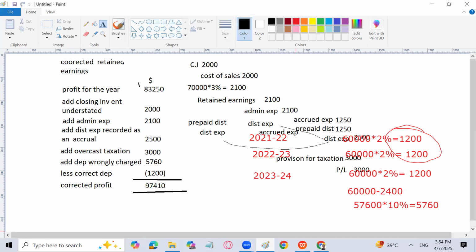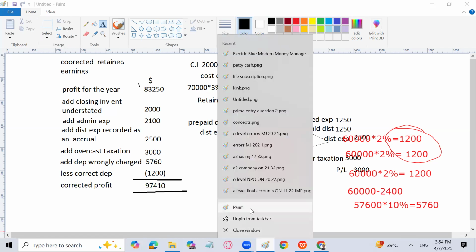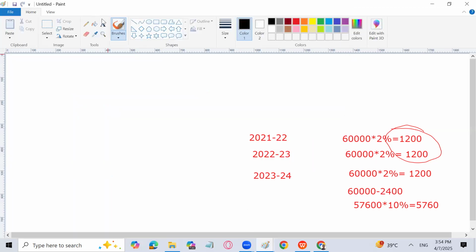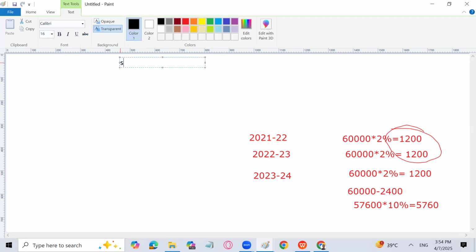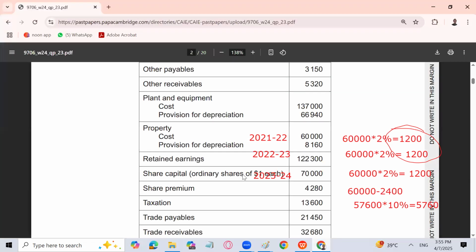So that we have to prepare. Let's make it. Statement of financial position. So we'll start with the non-current assets. We have two types of non-current assets, if I am not wrong. Let's see. That is plant and equipment, 137,000, and provision for depreciation is 66,940.